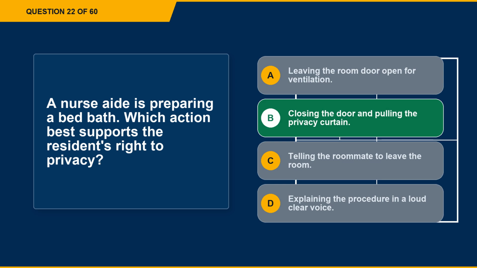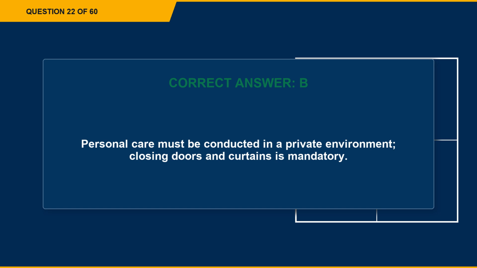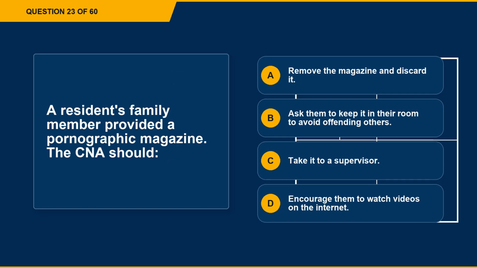The correct answer is option B, closing the door and pulling the privacy curtain. Explanation: personal care must be conducted in a private environment. Closing doors and curtains is mandatory. Question 23. A resident's family member provided a pornographic magazine. The CNA should: Option A, remove the magazine and discard it.